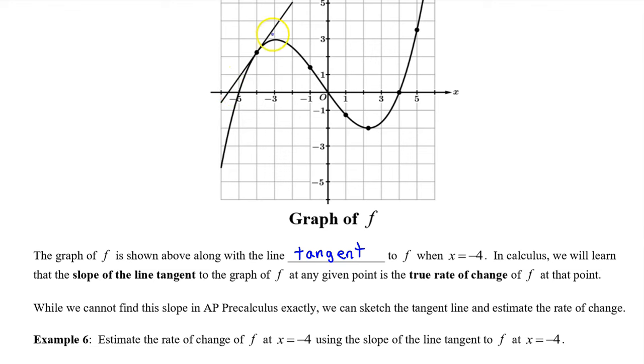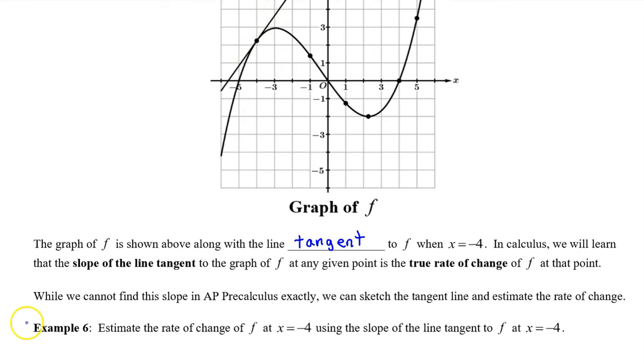In AP Precalculus, we cannot precisely calculate the instantaneous rate of change because we cannot calculate the slope of a curve at a point. However, we can estimate the instantaneous rate of change by sketching a tangent line and estimating the slope of the tangent line. Example 6. Estimate the rate of change of f at x equals -4 using the slope of the line tangent to f at x equals -4.